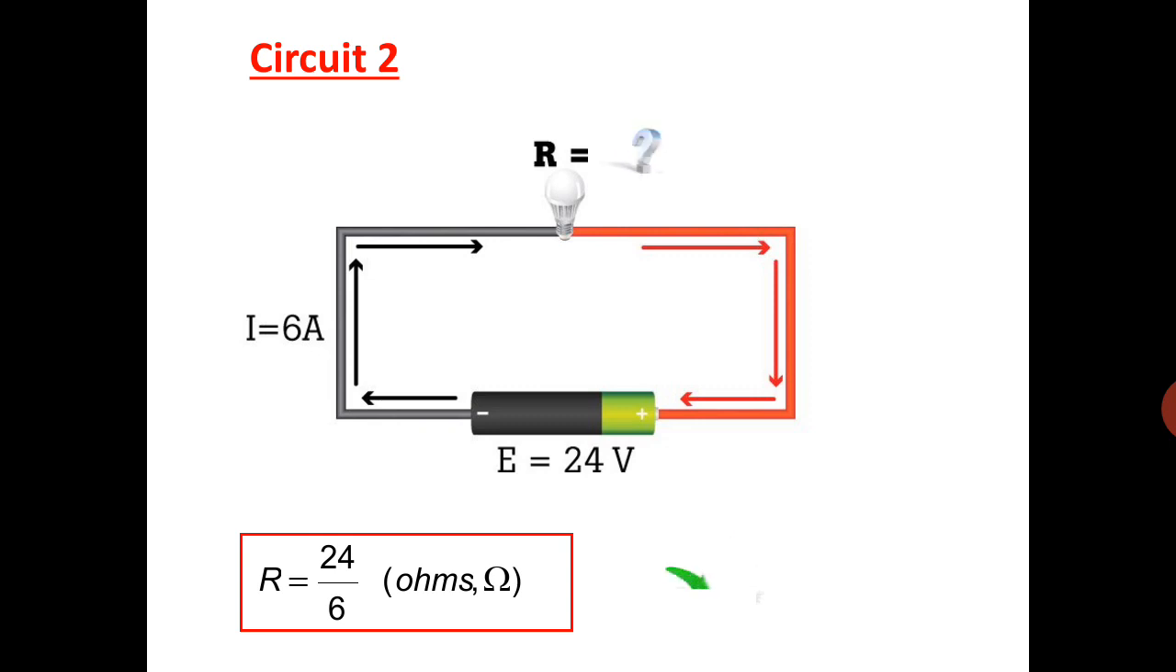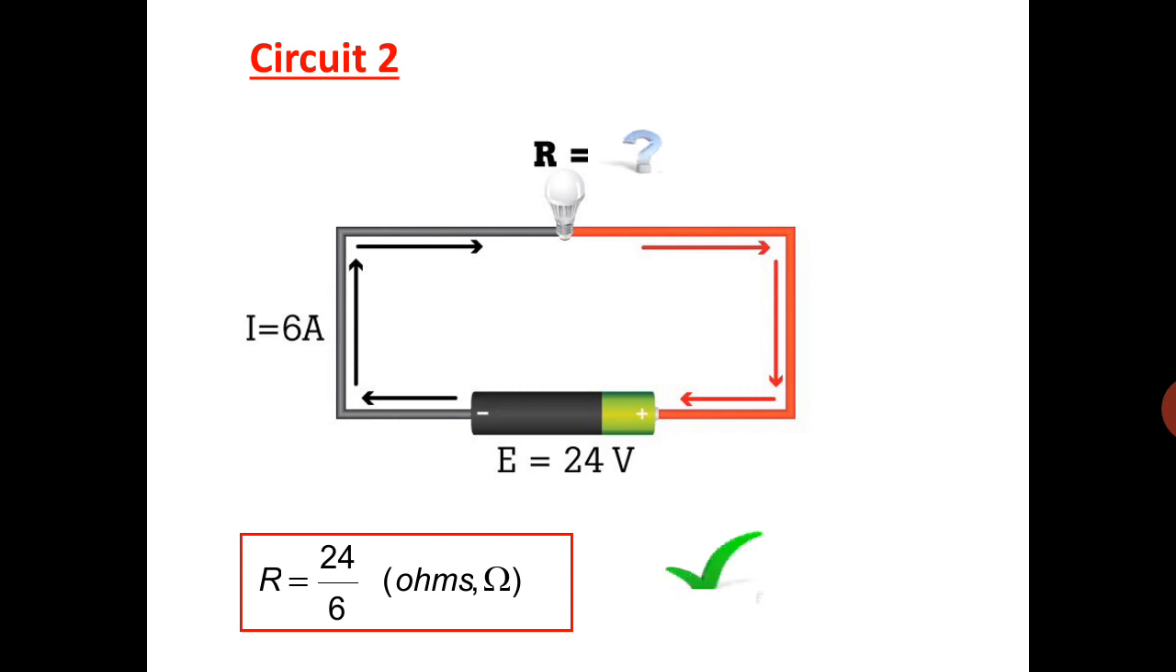Here also the voltage source is given, it is 24 volt, and the current flowing in the circuit is 6 ampere. So what is the resistance of the circuit? They are asking it. What is the relation? You can recollect the Ohm's law triangle, that is V, I, R. Based upon this, they are asking about R, so R is equal to, it is in division mode, so it is V divided by I.